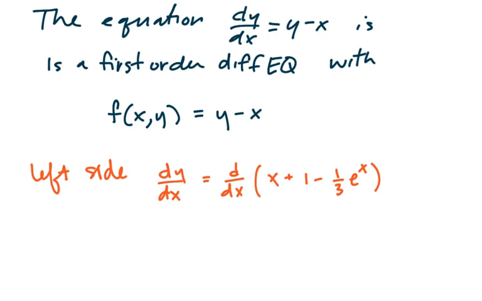And if we simplify that, we get that dy dx, the derivative of x is 1, the derivative of 1 is 0, and the derivative of 1/3 e to the x is, we're going to have minus 1/3 e to the x.